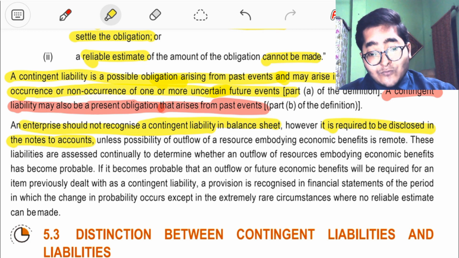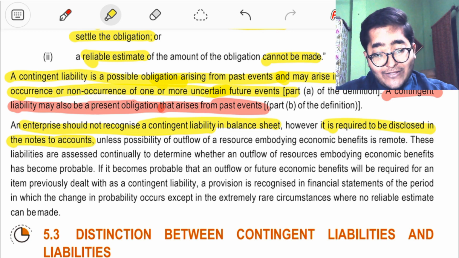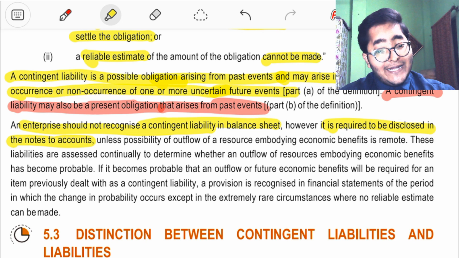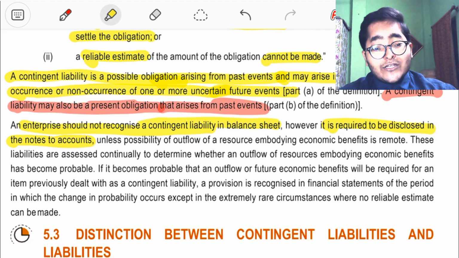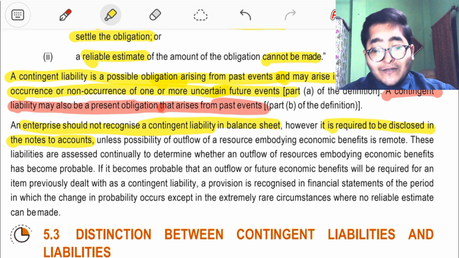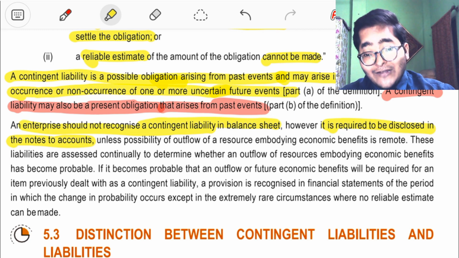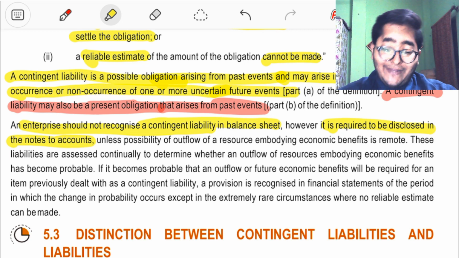If it becomes probable that the outflow of future economic benefits will be required for an item previously dealt with as a contingent liability, a provision is recognized in financial statements of the period in which the change in probability occurs, except in the extremely rare circumstances where no reliable estimate can be made.